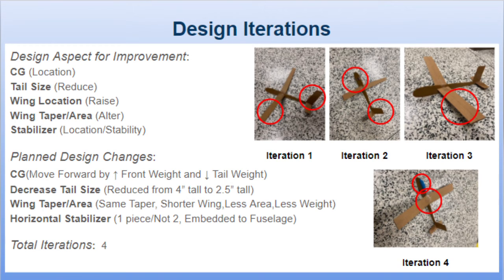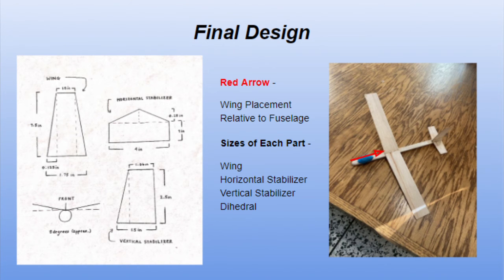In terms of my design iterations, I made 4 iterations, and each one was just trying to improve upon my last results and trying to reach the required 20 feet and also some stability. I initially made some changes to the tail size and reduced it for my first iteration, and my planned design changes had to do with the center of gravity, decrease in tail size, and so on. My final design ended up being pretty similar to my fourth iteration, which was the closest and most successful to my requirements and reached 20 feet.